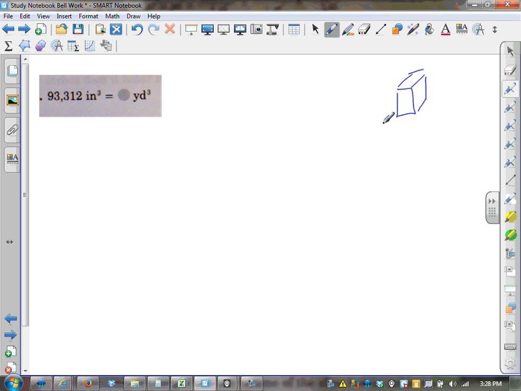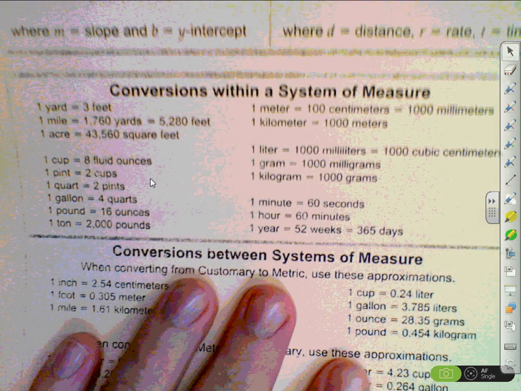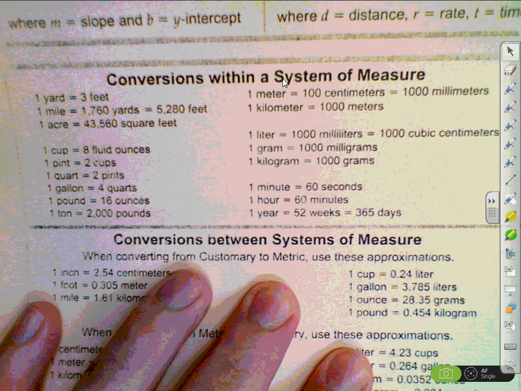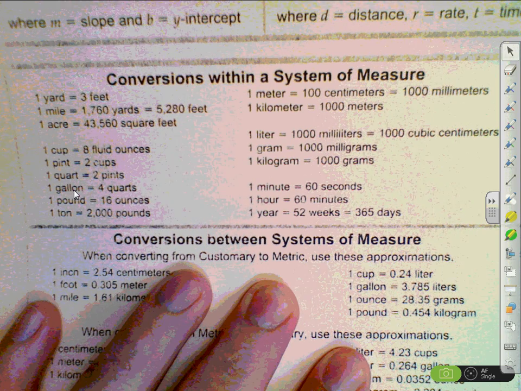So we have inches this way, inches this way, inches this way. We need to figure out how many yards that is, right? So first thing we're going to do is think, do we have a direct inches to yards conversion? So we go to our reference sheet, pull it up, and I have conversions within a system. I have yard to feet, but no inches to yards.